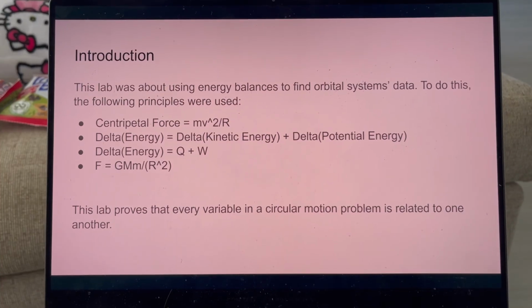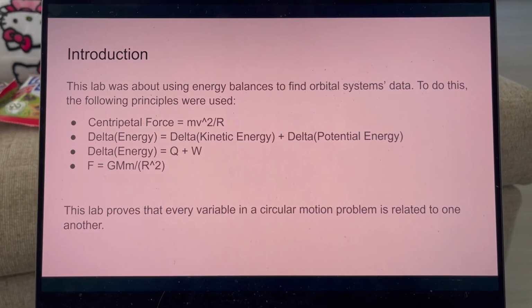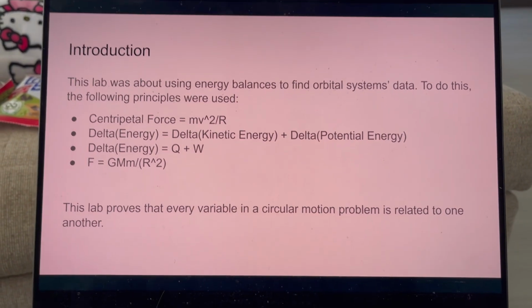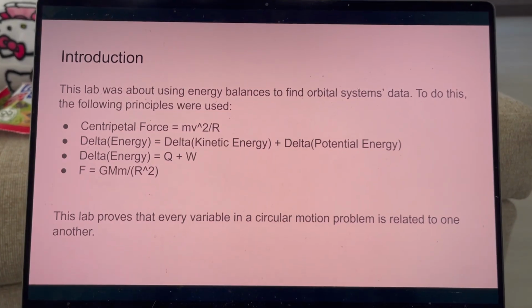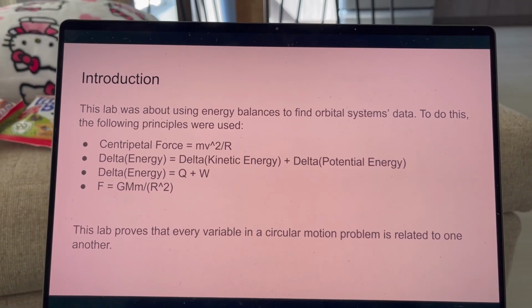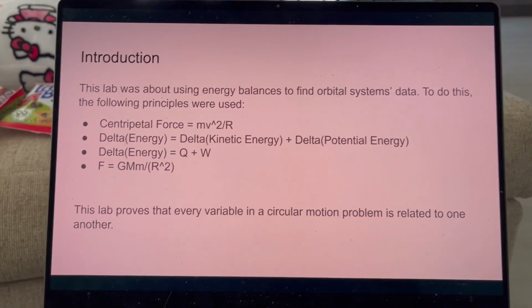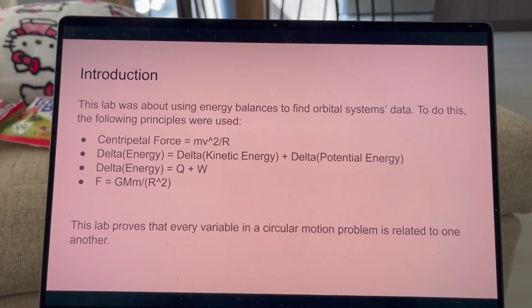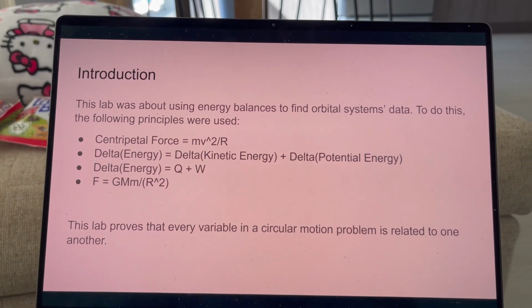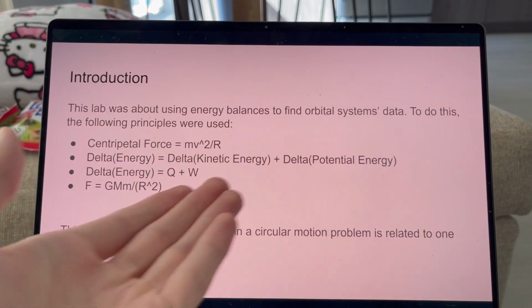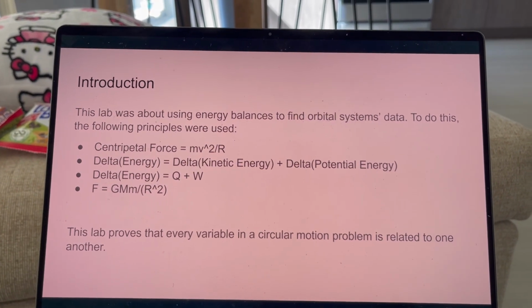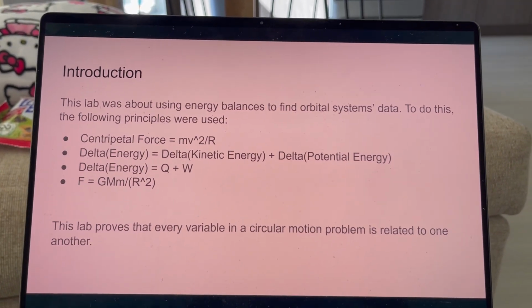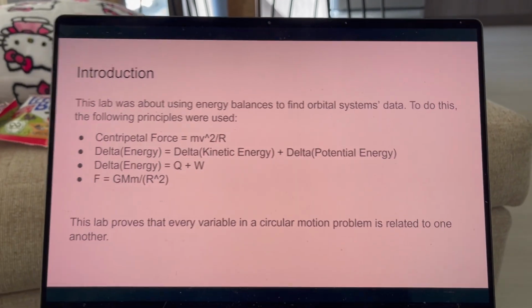Introduction. This lab was about using energy balances to find orbital systems data. To do this, we need a few equations. Centripetal force is equal to mv squared over r. The change in energy is equal to the change in kinetic energy plus the change in potential energy. And the change in energy is also equal to Q plus W, so change in heat, basically, and work.